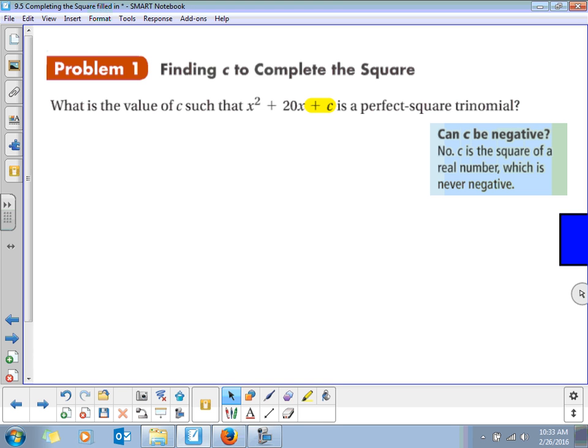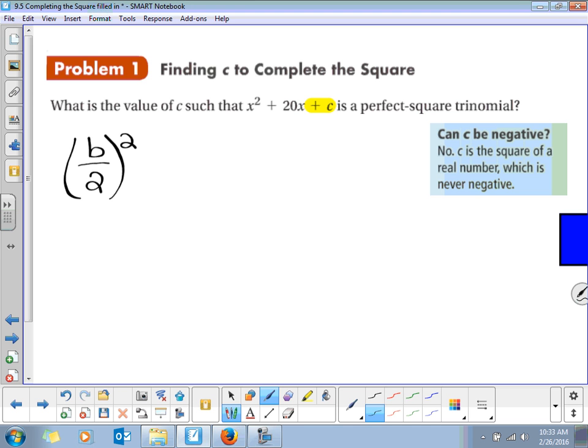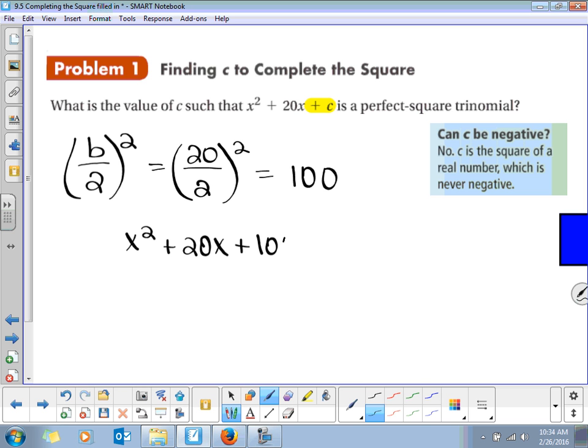So, when we complete the square, we want to take the b, divide that by 2, and then square it. So b is 20. So that's 20 divided by 2, and we're going to square that. 20 divided by 2 is 10. Squared is equal to 100. So the perfect square trinomial that we came up with is x squared plus 20x plus 100.